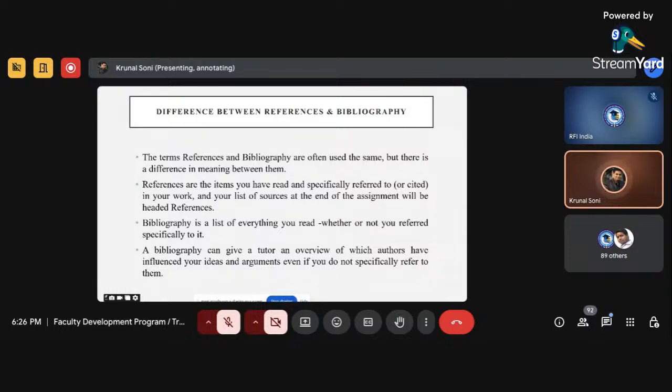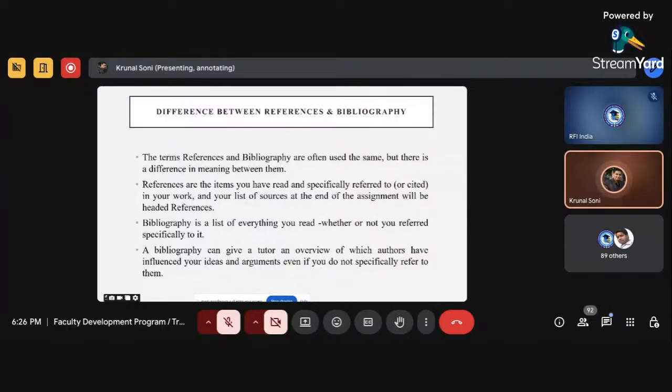So the terms referencing and bibliography usually sound very common, and people have the perception that they both are the same, that not much difference is there. So you are correct somehow. They are almost the same and not much difference is there. But the term itself says that there is a thin line of difference, and that is where we need to differentiate them. That is why we should not consider that both are the same. So how are they differentiated from each other?